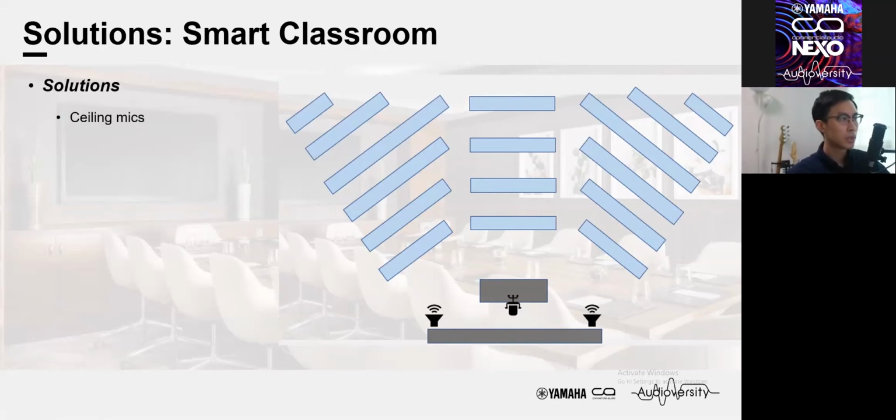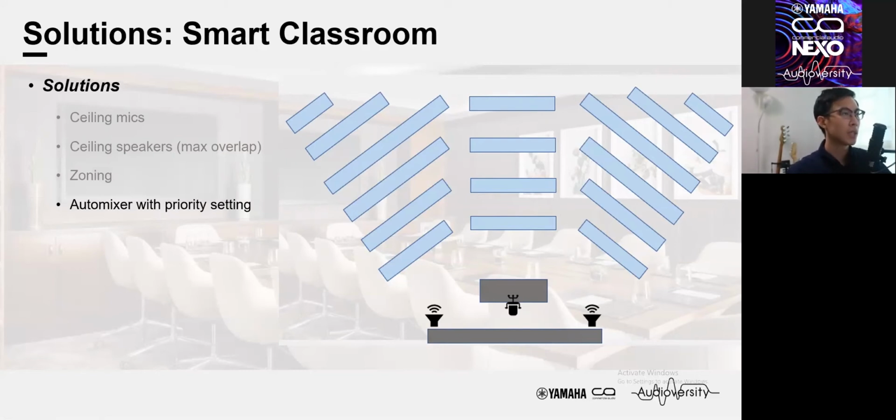So what solutions can we give? We can install ceiling mics and ceiling speakers, of course, with maximum overlap for the student area. We use our zoning and auto mixer. This time, with the auto mixer, we can have a priority setting for the teacher. This will duck down any other noise, or rather any other conversation coming from the student side. So the teacher will always have priority.